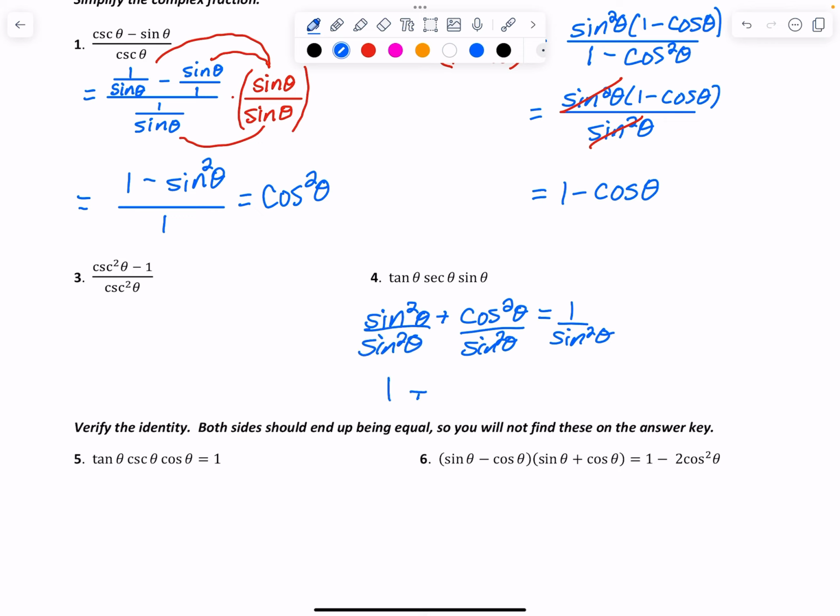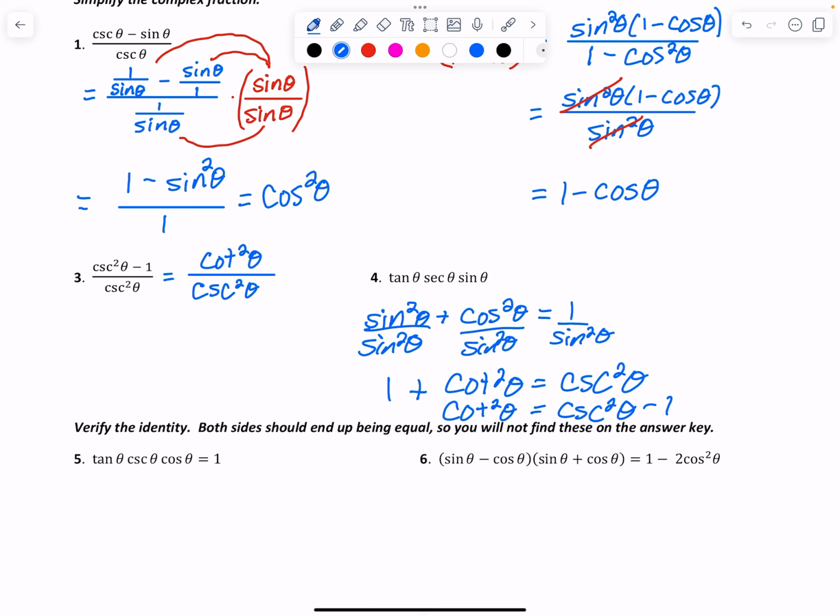That gives me 1 plus cosine over sine, which is cotangent, and 1 over sine is cosecant. So I can now see that if I subtract the 1, I get cosecant squared theta minus 1 equals cotangent squared. So I'm going to change the top to a cotangent squared. All right, then I got cosecant squared theta on the bottom.